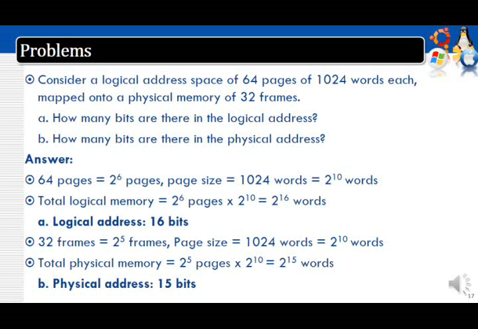So 32 when represented in powers of 2 is 2 power 5. And each frame has a capacity of 1024, which is equal to 2 power 10. So the total capacity of physical memory is equal to the number of frames times the size of each frame. That is 2 raised to 5 into 2 raised to 10, which is equal to 2 raised to 15. So we got the power value as 15. So the number of bits in the physical address is 15 bits.